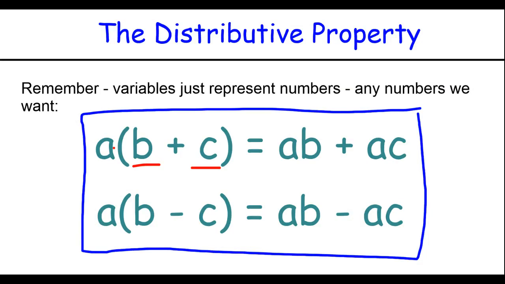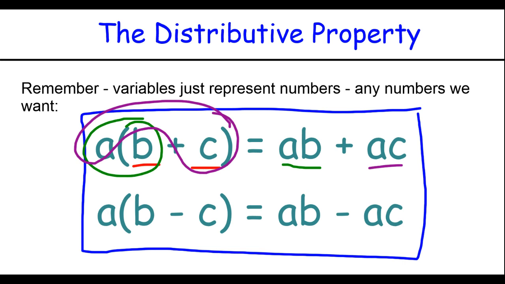So not only do we have a copies of b, we'll see a number example here in just a second, we also have a copies of c. So a times the group b plus c is a times b plus a times c. We take that first number, if we imagine a is, for example, a 4, that would be 4 times b and 4 times c. 4 copies of each part of the group.